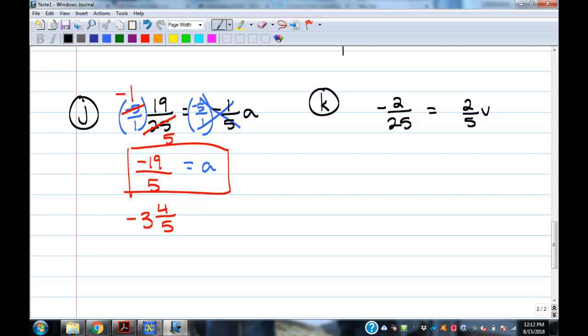We'll talk about this in a second. You can do that one on your own there. Get a nice fraction answer on this one.